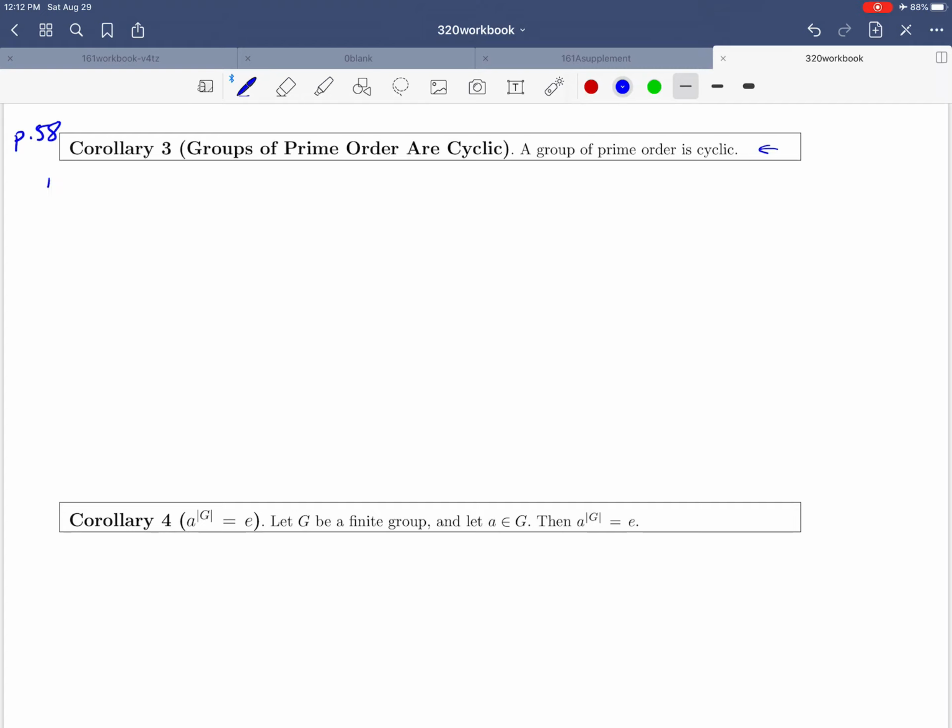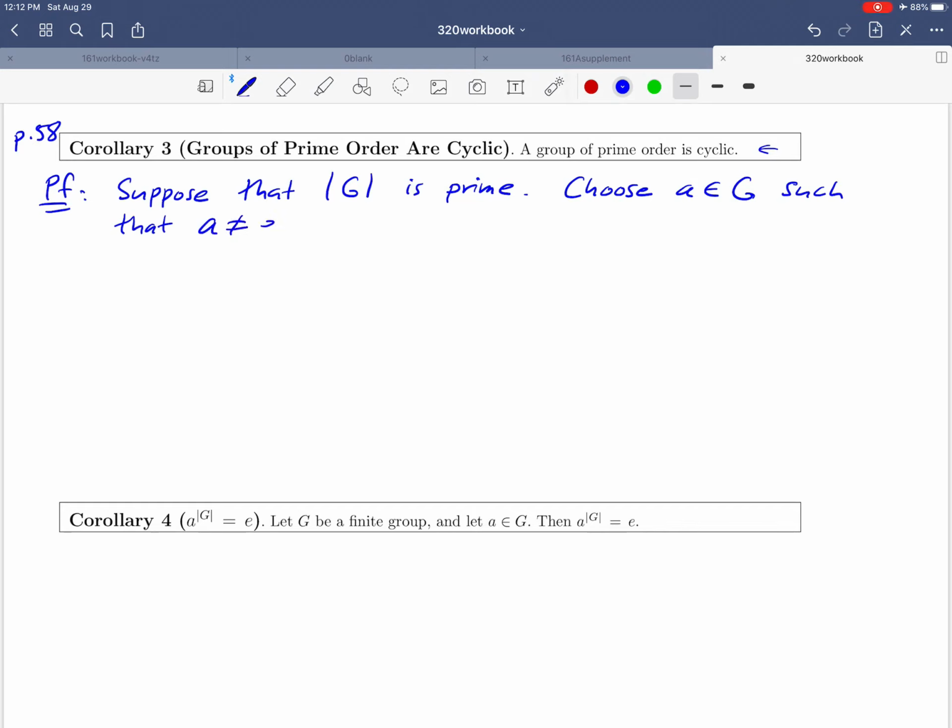Okay, and we're going to see if we can use Lagrange's theorem to prove this. All right, so let's start by supposing that we have a group whose order is prime. Okay, and what we're going to do to start our proof off is to choose any element in the group that's not the identity element. Okay, choose a in G such that a is not equal to e.